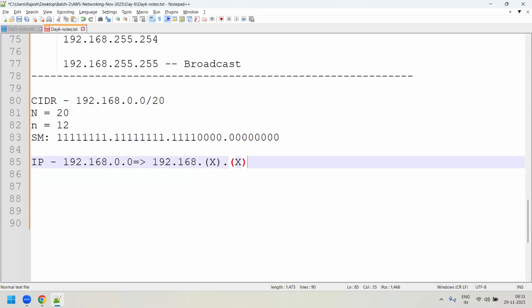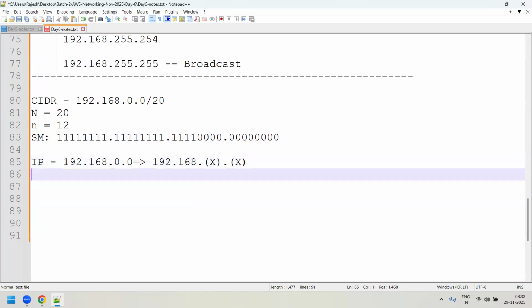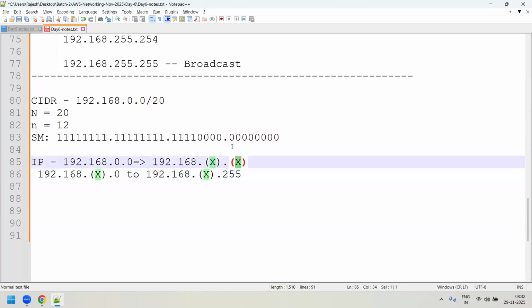Right? So now, what is happening here? Rajesh, what is the range I'm going to get? In this case, I'm going to get a range like 192.168.X.0, where this last octet will be 00000000, which I consider as 0, to 192.168.X.255. Correct? Because this fourth octet will be either all 0s or all 1s. So 00000000 is 0, 11111111 is 255. Am I clear, sir, till here?